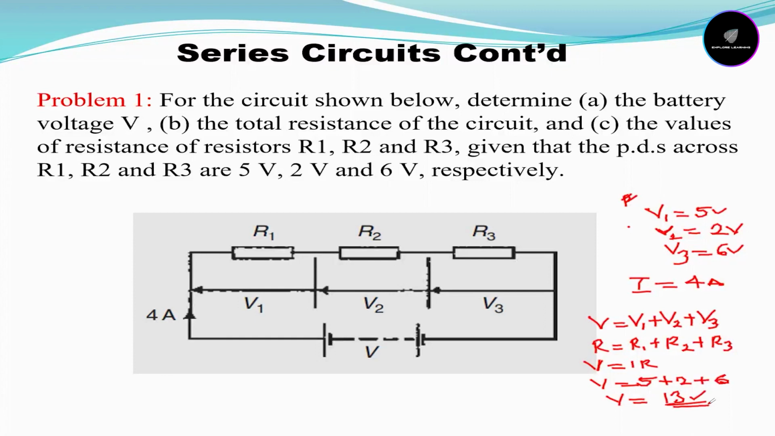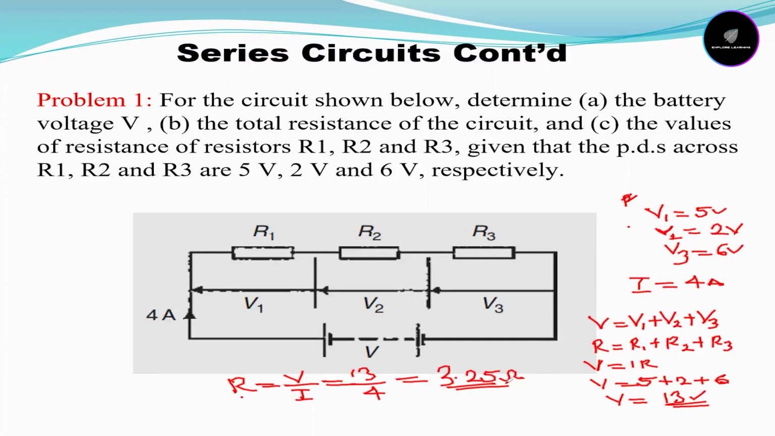So in that case, we can say the total resistance is equal to V divided by I. So that will be equal to V is 13 divided by 4, which is I. And that will give us 3.25 ohms. So it means we've been able to get the total resistance R.